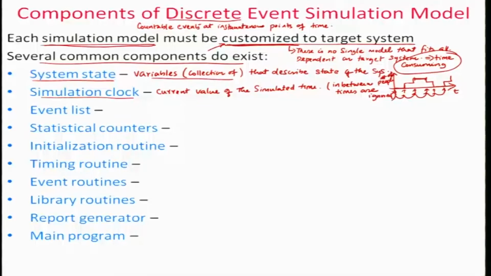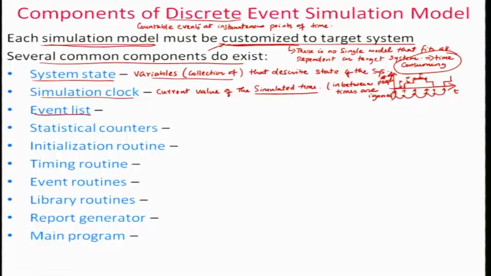You are not worried about these ones, these are ignored. You do not care about what is happening there, because the state of the system only changes at these discrete time points. So, this kind of time is called simulated time, and the simulation clock keeps track of the simulated time. Then the third one is the event list.